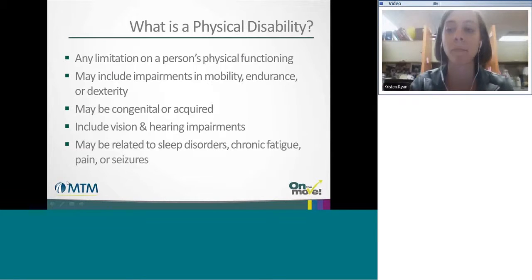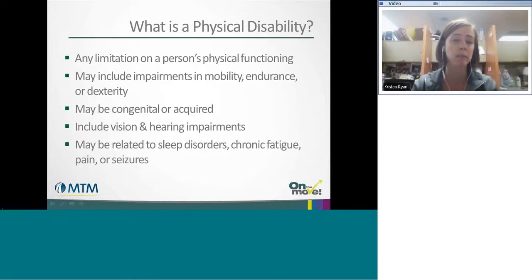I'm Kristen Ryan. I'm an occupational therapist at MedStar National Rehabilitation Hospital in Washington, D.C. I'm going to start by introducing what is a physical disability. As it says, it's any limitation in a person's physical functioning. Some of the impairments may include impairments in mobility, endurance, or dexterity, so a person's ability to use their hands. These disabilities may be a result of a congenital defect from birth, or may be acquired later in life, maybe from an accident or some other event that has caused a physical disability.